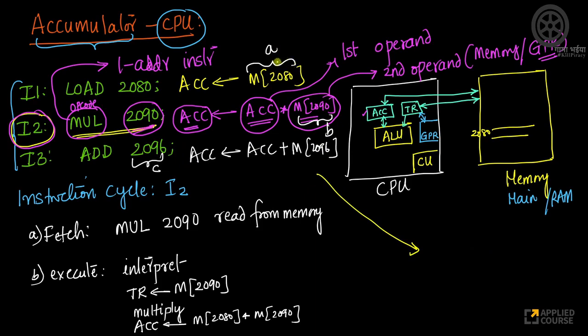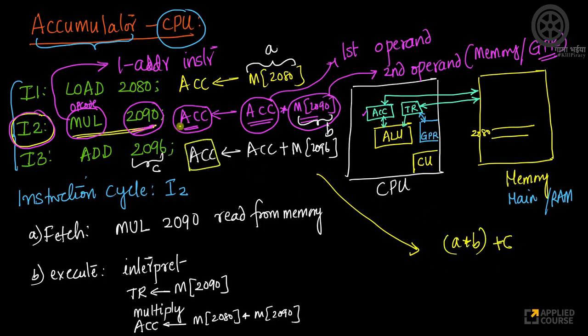So let's assume the data stored in memory address 2080 is A, memory address 2090 is B, memory address 2096 is C. So what happens now? Look at this. My accumulator initially is A, right? Then I did A into B, stored it back into accumulator. So I performed A into B. Then to A into B, I added C. This is the final value that's in the accumulator, right?